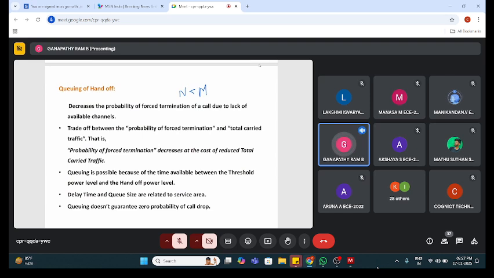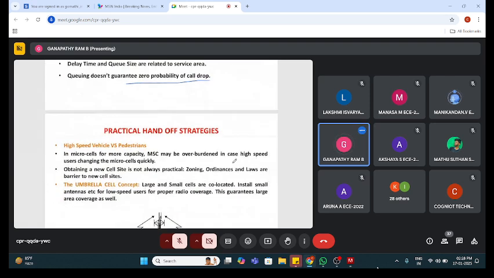And here the queue size and the delay time are related to a particular cellular geographical area, the base station, the number of channels assigned to the base stations, and other different parameters associated with the service. Moreover, this queuing technique of handoff prioritization does not guarantee that all the calls are provided with handoff; it will not guarantee zero probability of call drop.